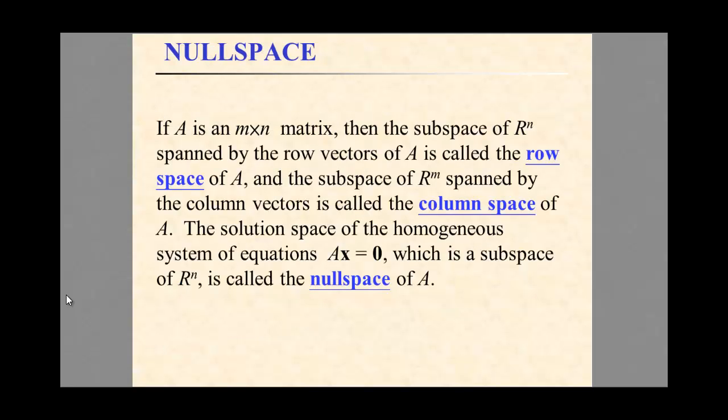So, null space. It says that if A is an m cross n matrix, then the subspace of Rn spanned by the row vectors of A is called the row space. Similarly, what is the column space? The subspace of Rm spanned by the column vectors is called the column space of A. And the solution space of the homogeneous system of equations Ax = 0, which is a subspace of Rn, is called the null space. So these are the three definitions of row space, column space, and null space.